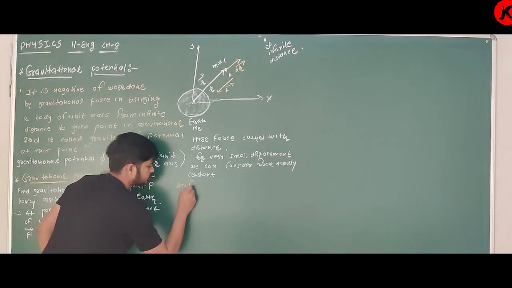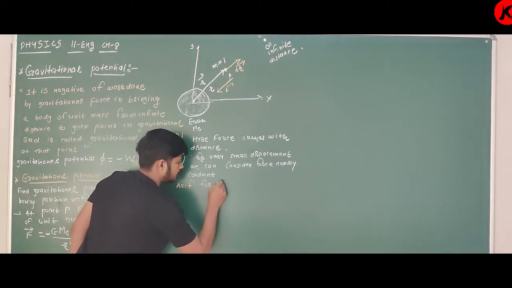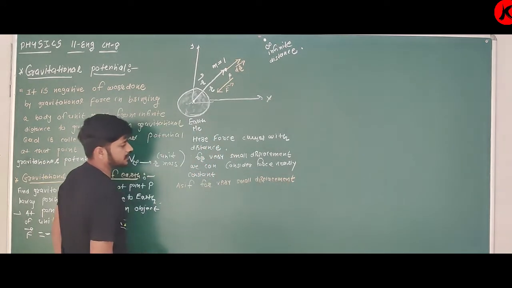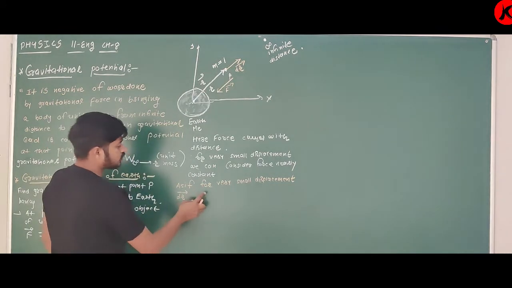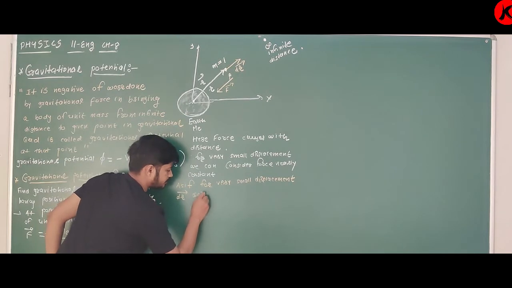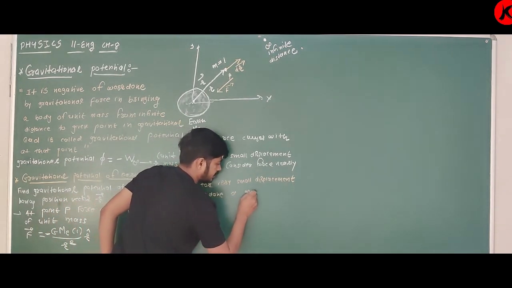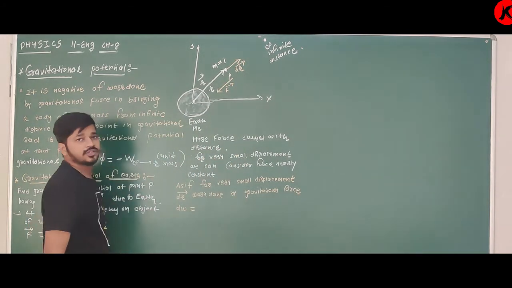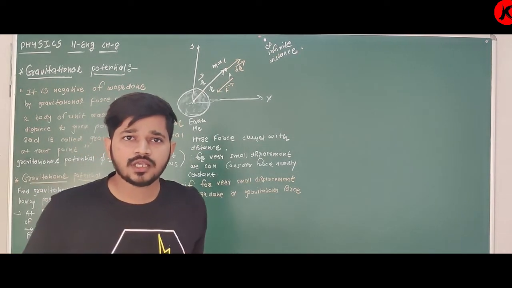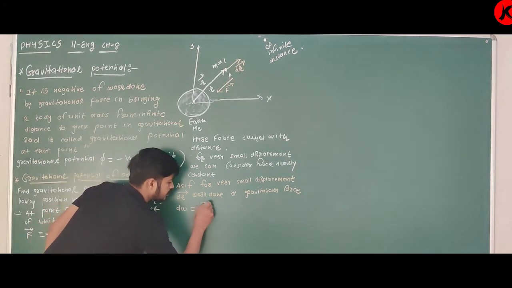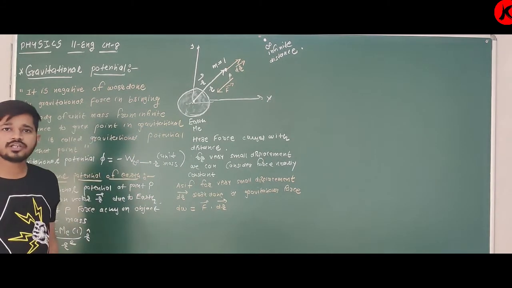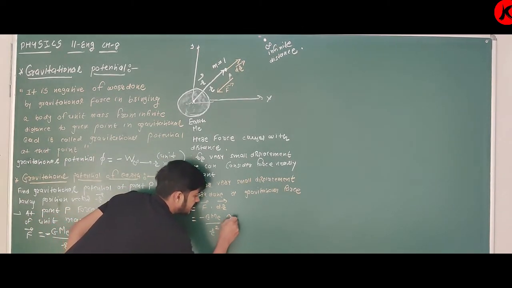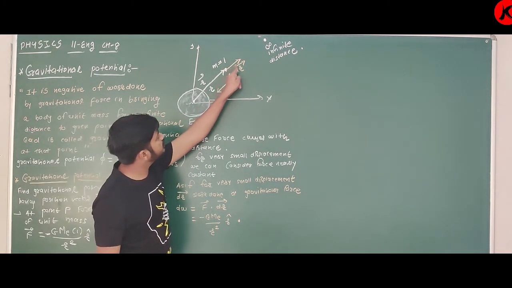So as shown in the figure, for very small displacement dr, the work done by gravitational force, dW, is equal to F dot dr. You know the equation of work done: it is F dot dr. Here F is minus G M upon r square r caret, dot dr. Dr is the displacement in this direction.